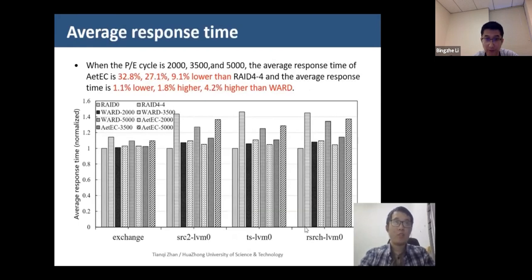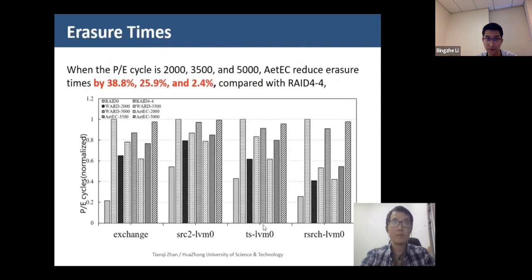We also evaluated the average response time. When the PE cycle is 2,000, 3,500, and 5,000, the average response time of AETC is 32.8%, 27.1%, and 9.1% lower than RAID 4, and the average response time is 1.1% lower, 1.8% higher and 4.2% higher than MARS. Although AETC sacrificed some performance compared with MARS, it provides high reliability to tolerate multiple chip errors.